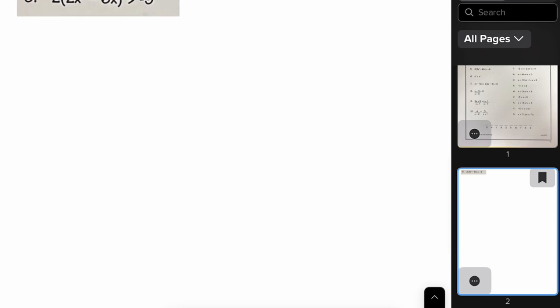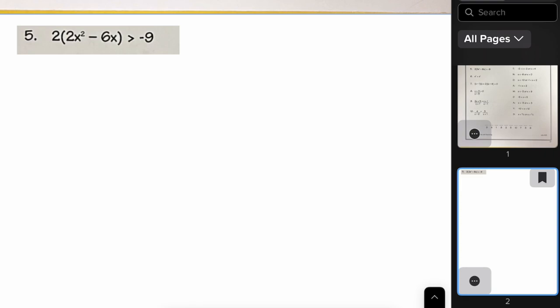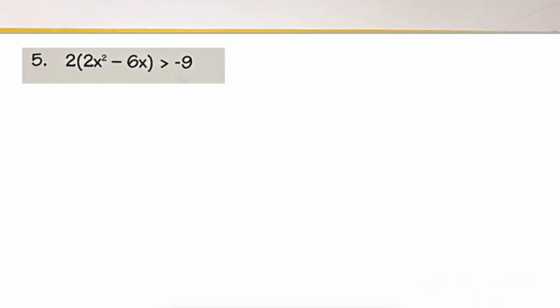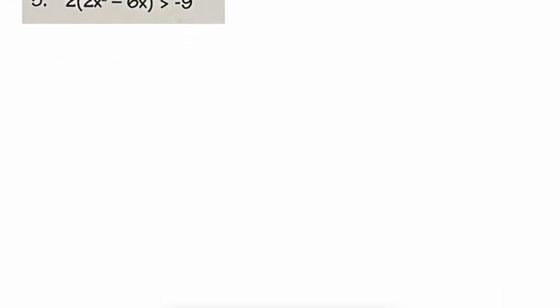Now there's some things wrong with problem number 5. It's not related to 0 and it's not in factored form. So the first thing we have to do is get it related to 0. I would suggest distributing this 2 and moving the 9 in one step just to save you time. So this would be 4x squared minus 12x plus 9 is greater than 0. All I did was distribute the 2 and add 9 to both sides. So now it's related to 0.